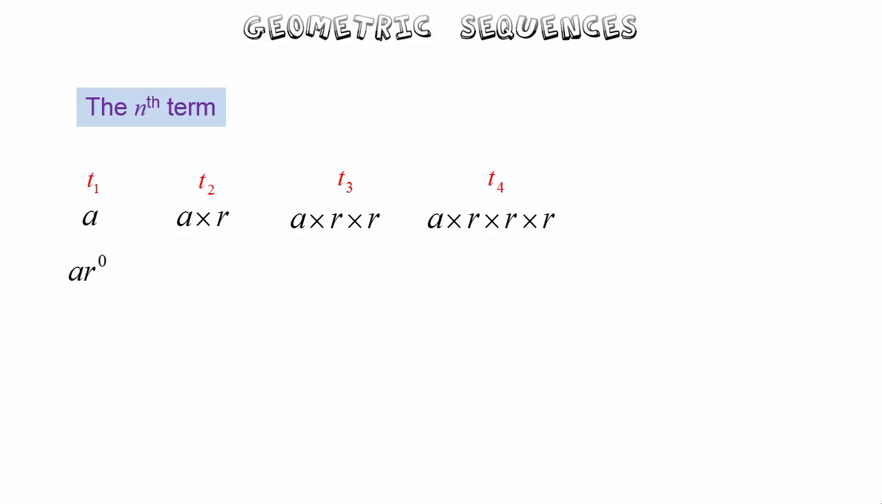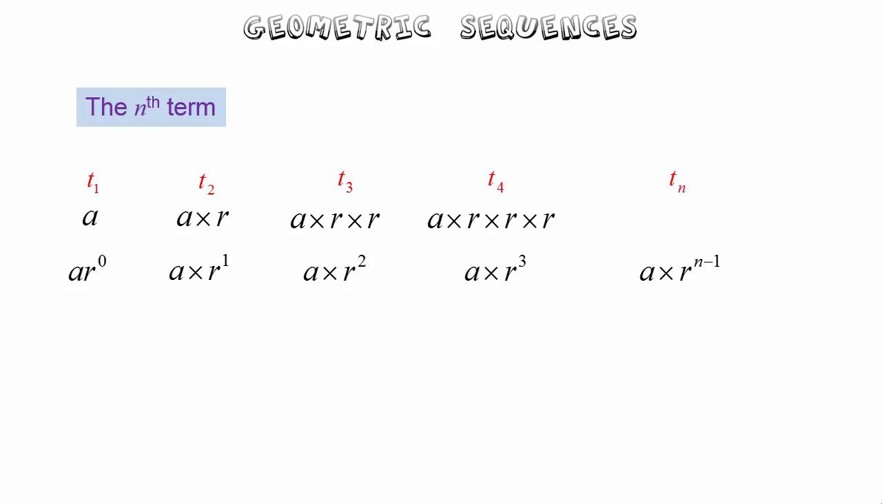Now we can simplify those or write them in a different way. A I can write as A times R to the power of 0, because R to the power of 0 is 1. A times R I can write as A times R to the power of 1, and so on. What I'm trying to do is obtain powers of R. And now for the general nth term, you can see that we can write that as Tn, and underneath that A times R to the power of n minus 1.